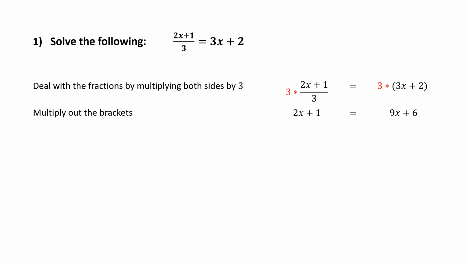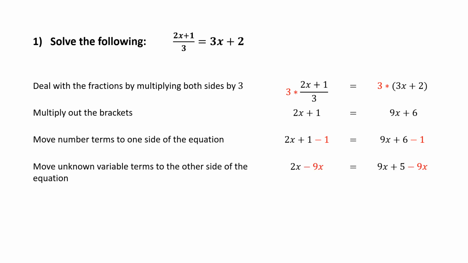And now we're going to separate out the variable and number terms. So we're going to subtract 1 from both sides. We're going to get 2x equals 9x plus 5. Now we're going to subtract 9x from both sides to get the x terms on one side. So this is going to leave us with minus 7x equal to 5. And now we are going to divide by minus 7 to isolate the x. And this is going to give us x equal to 5 divided by minus 7, which is minus 5 over 7.